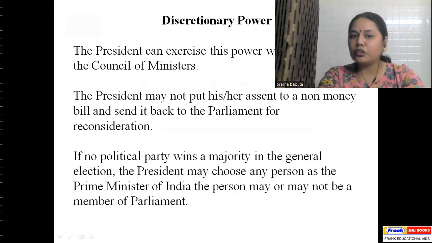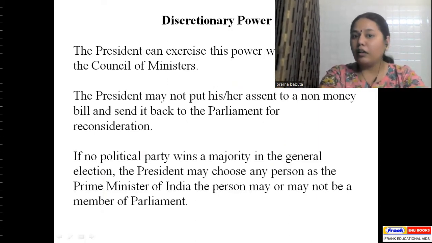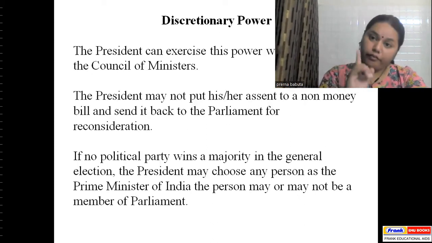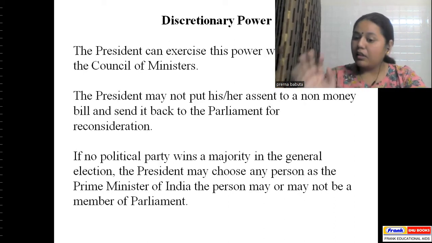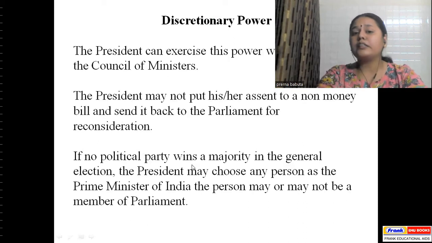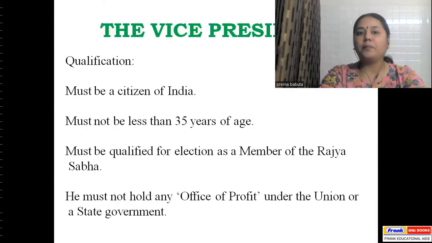Now, what are the discretionary powers? So the president can exercise this power without consulting the Council of Ministers. He may put his or her assent to a non-money bill and send it back to the parliament for reconsideration. Understand this thing. So if it is a non-money bill, he can ask it to be reviewed again. If no political party wins the majority in the general election, the president may choose any person as the Prime Minister of India. The person may or may not be a member of parliament. These are the discretionary powers.